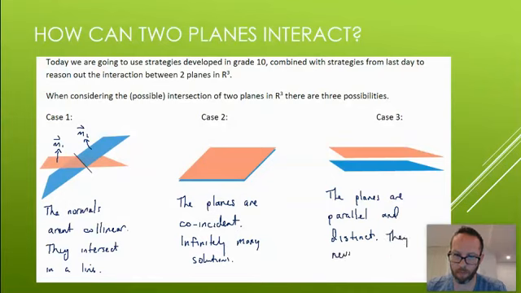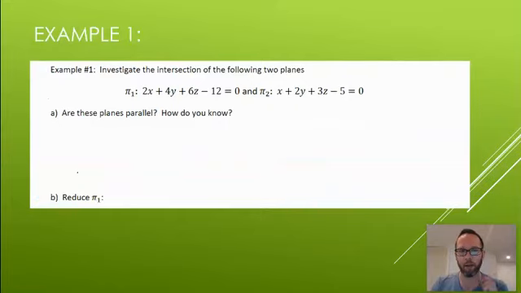Parallel and distinct, they never meet. So you can have no intersection like case 3, or they can intersect everywhere like case 2. But in case 1, with two planes, they're not going to intersect in a point. Two planes intersect in a line. And so we want to talk about how we can find the equation of that line, or an equation of that line. So here's the first example.